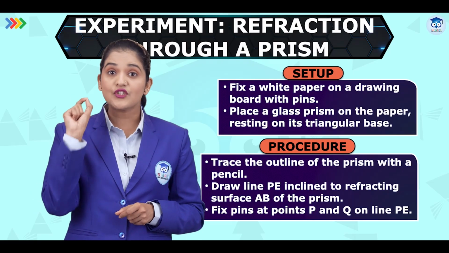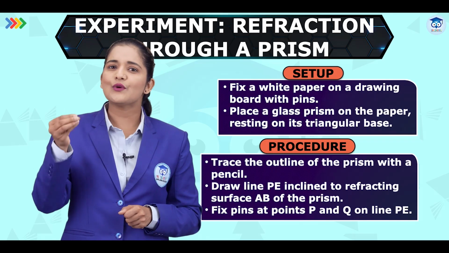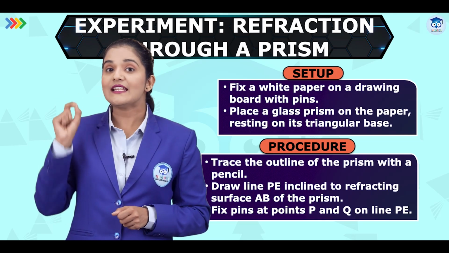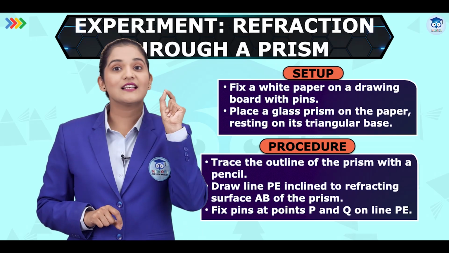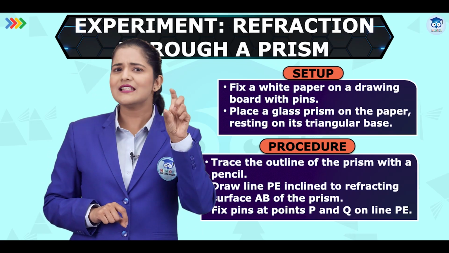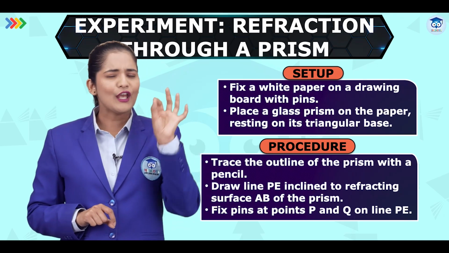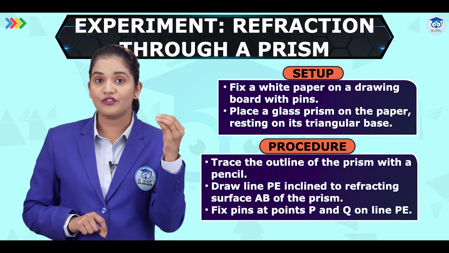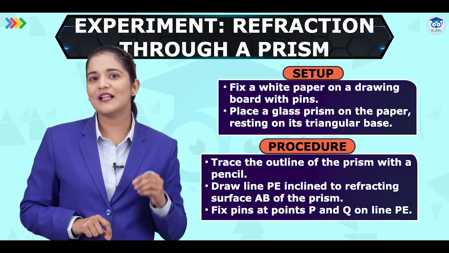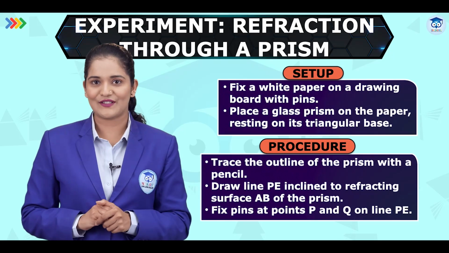First, take a sheet of white paper and fix it onto a drawing board using drawing pins so that it stays flat and stable. Now, place a glass prism on the paper in such a way that it rests on its triangular base. Using a sharp pencil, carefully trace the outline of the prism. This will help us refer back to the exact position later during the activity.